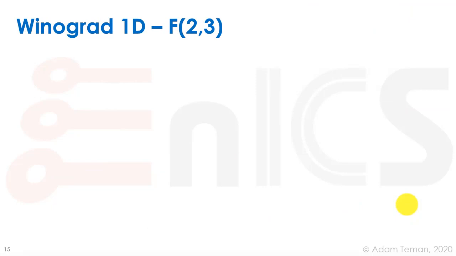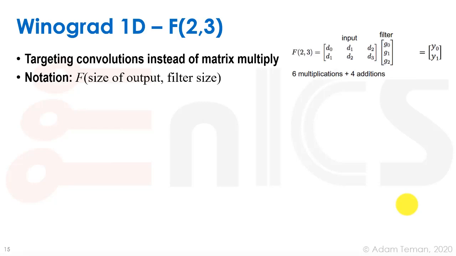The more popular way is using the Winograd algorithm. I'm just going to show here a one-dimensional version of Winograd called F(2,3). F(2,3) targets convolutions instead of matrix multiplications, and the notation is F, the first number, the 2 over here, is the size of the output, and the second number is the filter size. So F(2,3) would be taking an input with 3 columns and 2 rows, multiplying it by a 3-weight filter, and we get 2 outputs. If we look at this, this is a total of 6 multiplications and 4 additions.